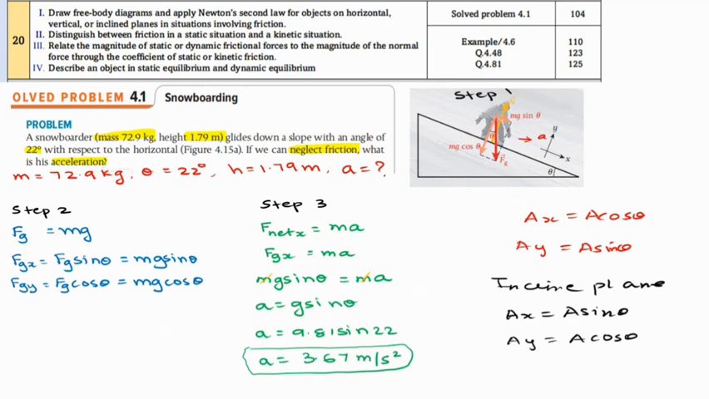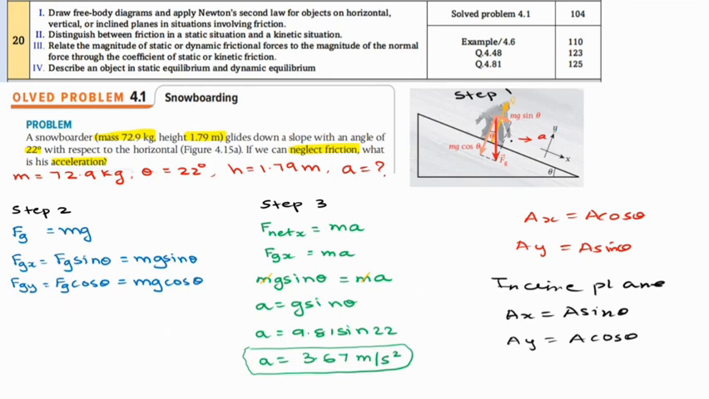In this question, you have a snowboarder with a mass of 72.9 kilogram and a height of 1.79 meter, glides down a slope with an angle of 22 degrees with respect to horizontal. If we can neglect friction, what is his acceleration?